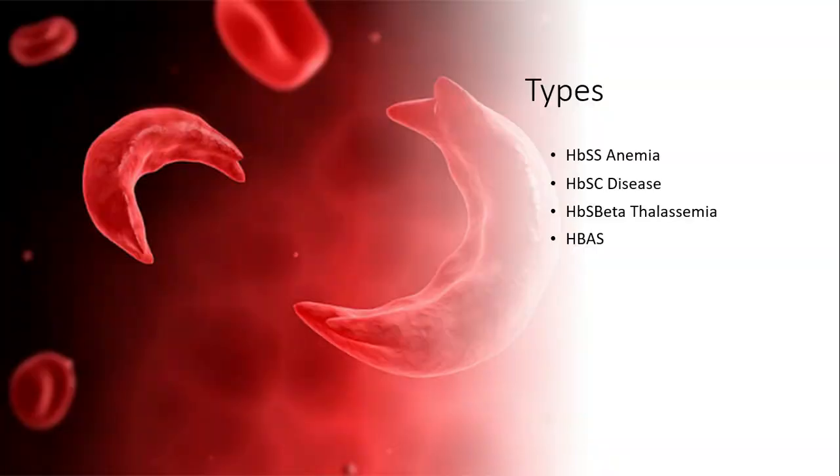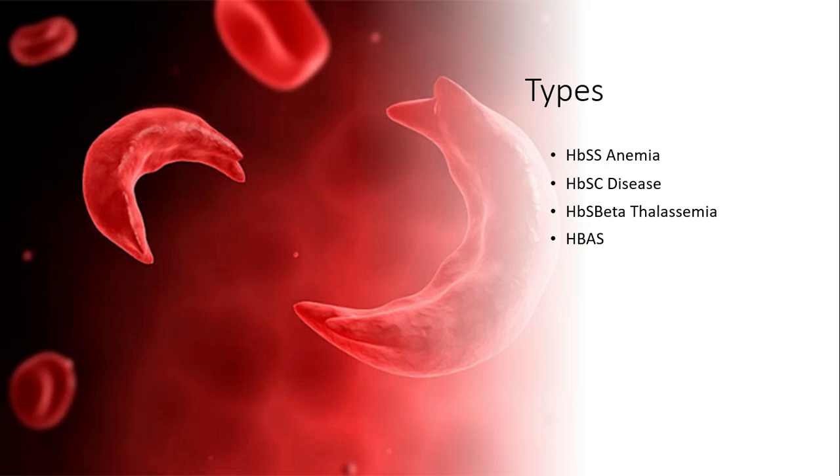There are several types of sickle cell disease. The most common is sickle cell anemia or hemoglobin SS. With sickle cell anemia, an individual has inherited two sickle cell genes, one from each parent. This is the most severe form of sickle cell disease, as symptoms occur more often and are more severe. Other types of sickle cell disease include hemoglobin SC disease, where the individual inherits a sickle cell gene and an abnormal hemoglobin gene C. This form is milder than hemoglobin SS or sickle cell anemia.